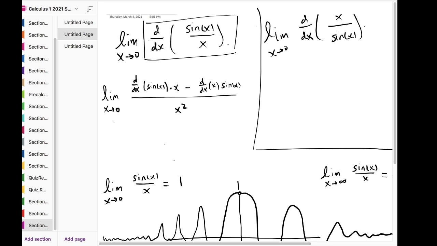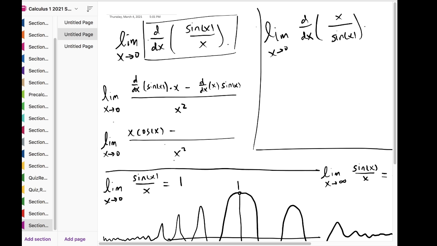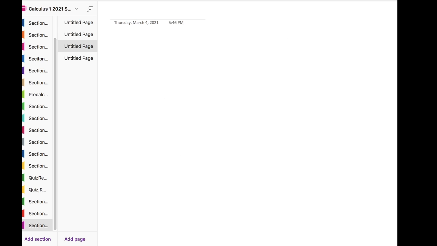Okay, what's the derivative of sine? Right, cosine. So you have x cosine x. What's the derivative of x? 1. So we have minus sine of x. Okay, thoughts on how to continue this limit? Those are on the next page. How do we continue this limit, you think?